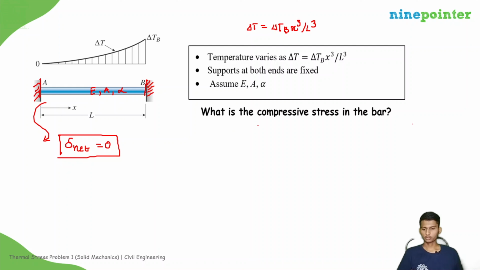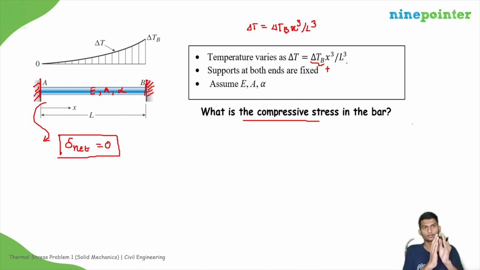and it is given that the coefficient of thermal expansion is alpha. So what is the compressive stress developed in the bar? If you see here, delta T_B is positive, x is positive, and L is positive. So the change in temperature is positive, varying along x but positive. This means if there is no constraint, then it will expand. But there is a constraint, so the net elongation is 0.